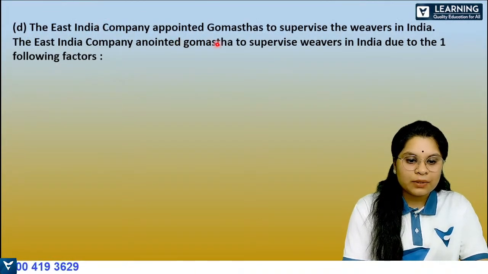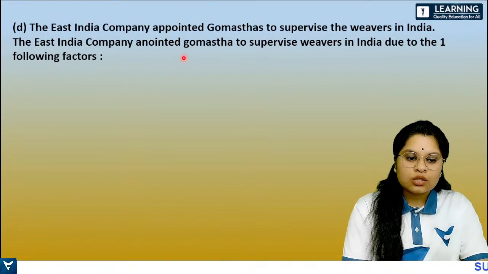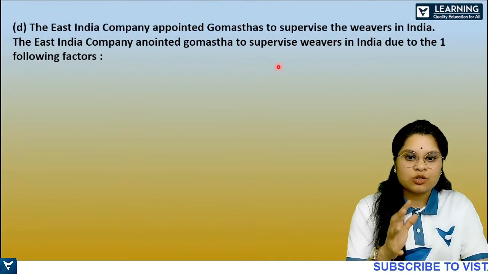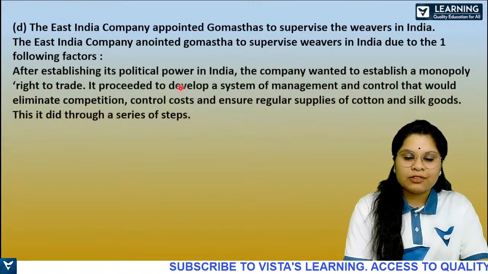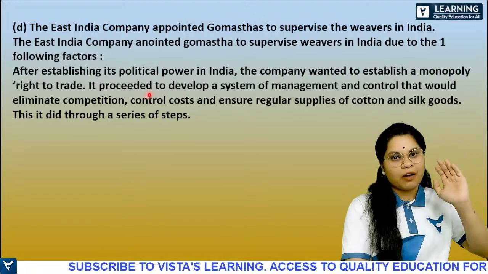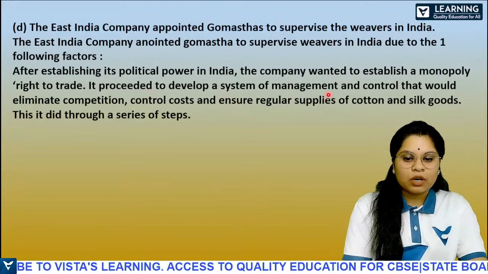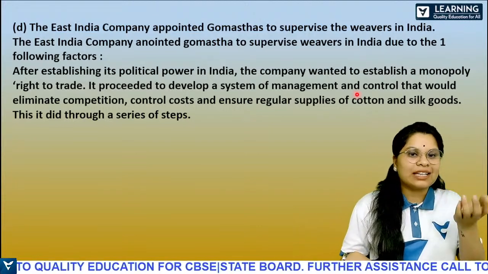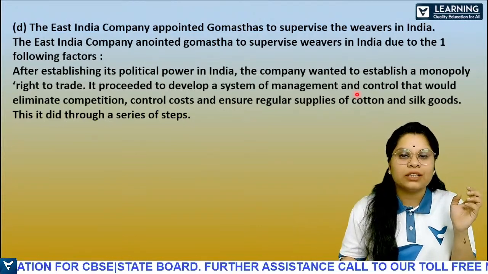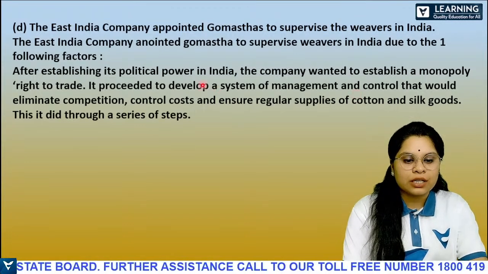The East India Company appointed Gomasthas to supervise the weavers in India. So the East India Company appointed Gomasthas to supervise in India due to the following factor. That is, after establishing its political power in India, the company wanted to establish a monopoly right to trade. So they were greedy, obviously. So they also wanted to include monopoly right to trade.